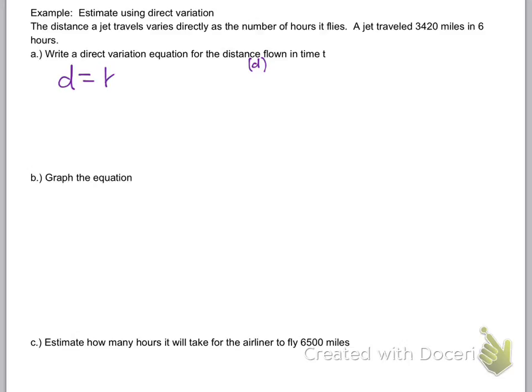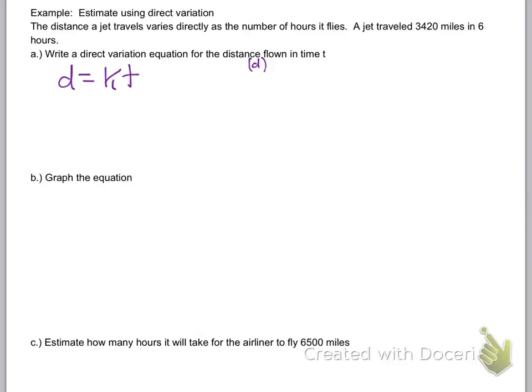D equals KT. Why am I using D and T instead of X and Y? Because D for distance. D for the distance and T for time. Distance equals rate times time. What do you think K is actually representing? The rate of your plane. Interesting how this all comes together.